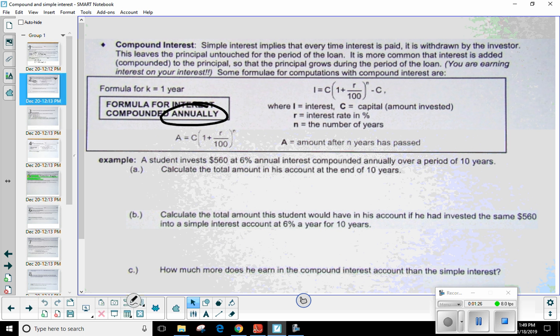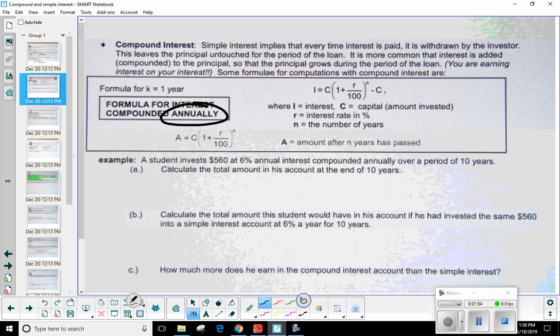Okay. Now, of course, you go ahead and subtract the initial amount if you just want the interest. If you just want the amount in that particular account after N number of years, then you don't worry about subtracting off that particular amount. Okay, well, let's see what we got here. A student invests $560 at 6% annual interest compounded annually over a period of 10 years. Calculate the total amount in his account at the end of 10 years.